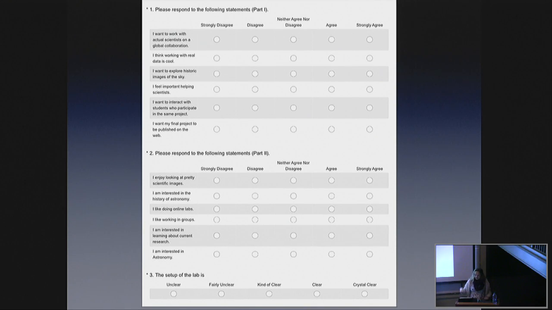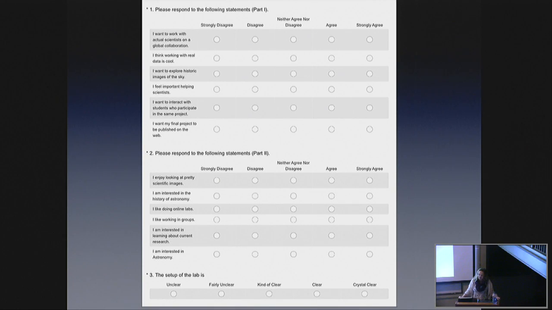The survey asked a variety of questions, trying to figure out what they would be most interested in. Like, I want to work with scientists on a global collaboration. I want to work with real data. I like to explore historic images of the sky. I feel important helping scientists. I want to interact with other students. I want my final project to be published on the web. I enjoy looking at pretty scientific images. I mean, that one I feel like everybody does.